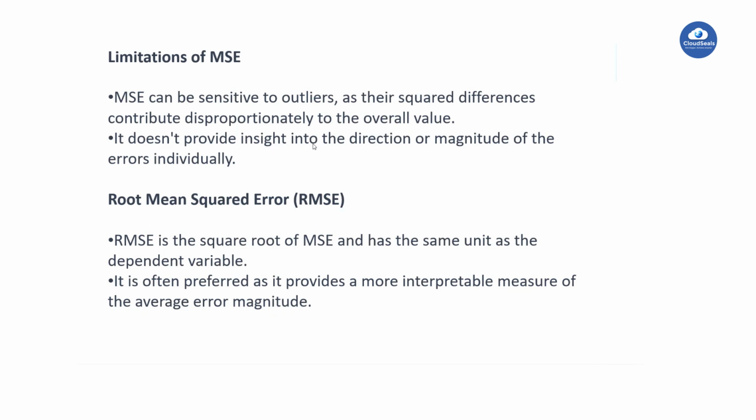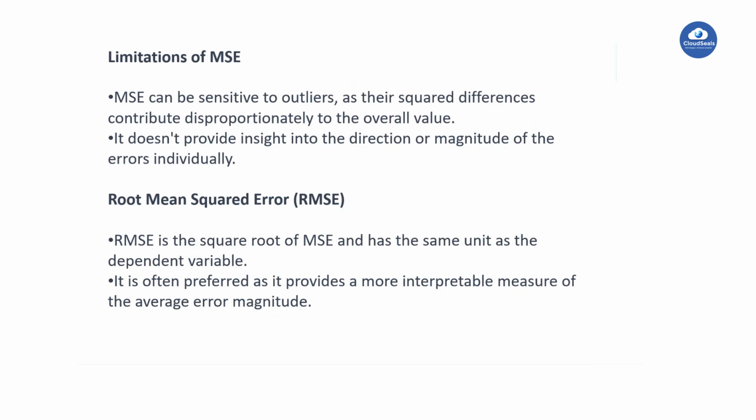So due to this type of outliers, these squared values will affect it. It does not provide insight into the direction or magnitude of the errors individually. For each point, it won't say the error. It will combine all errors. So to avoid that square, after squaring we take the square root. If we square, it becomes x squared. Then if we take the square root, the root and the square cancel and we get exactly x, the x value.